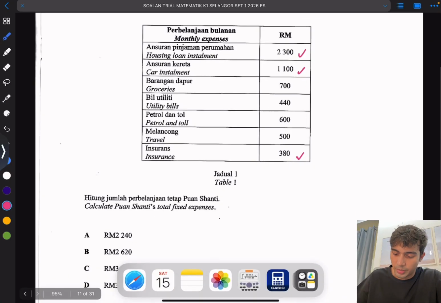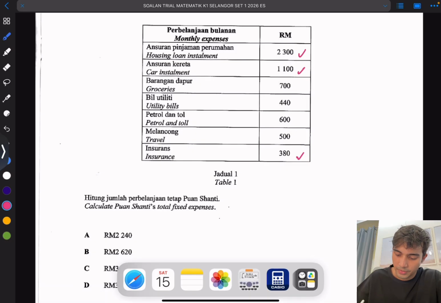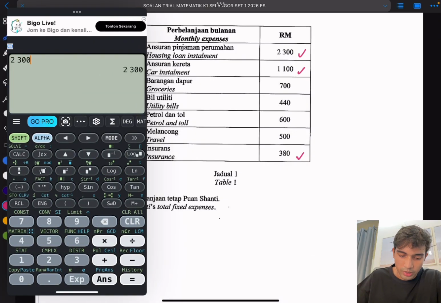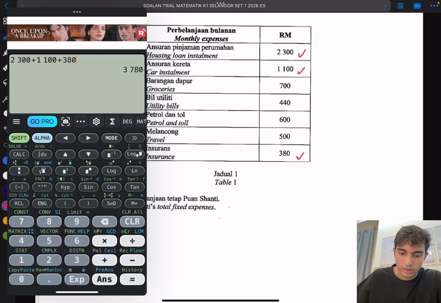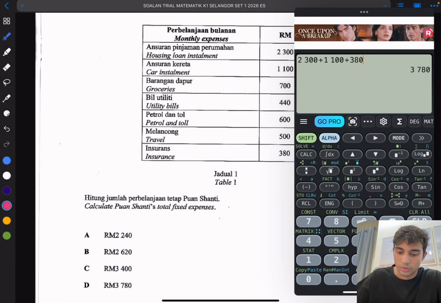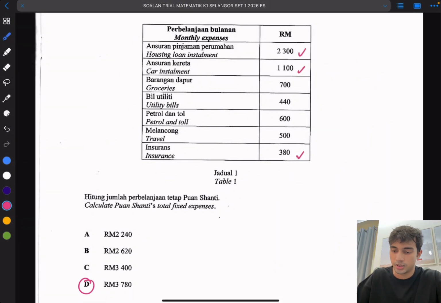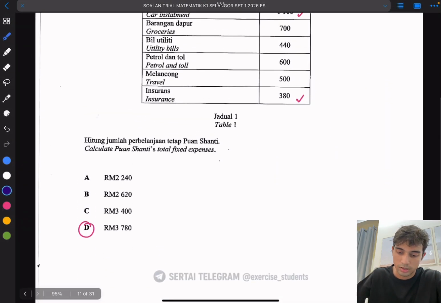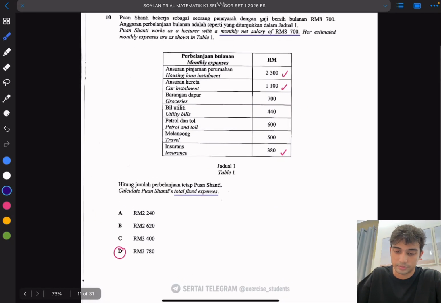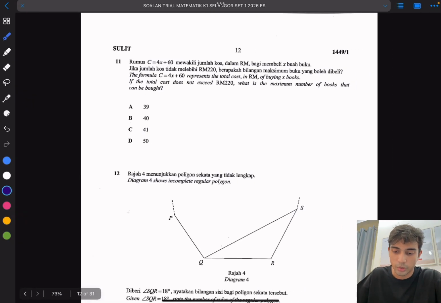So fixed expenses we just add. 2,300 plus this one, plus this one. Total we get 3,780, D. So this will be our total fixed expenses. Alright, a quarter of the paper done.